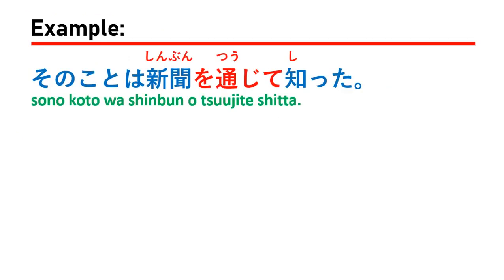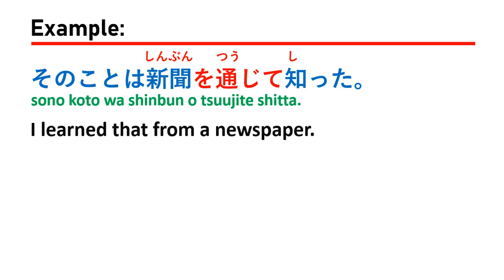The first example: そのことは新聞を通じて知った。That means I learned that from a newspaper. In this sentence, you can see that they say 新聞, right? Now in here they say 新聞 is newspaper. を通じて, that means you know something, right?